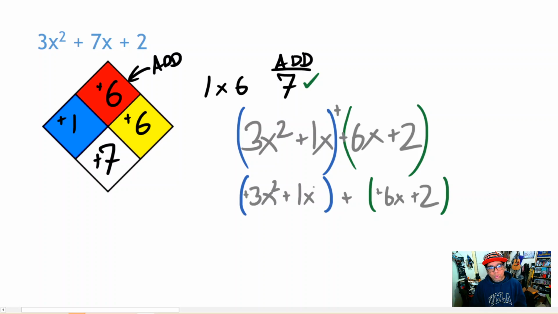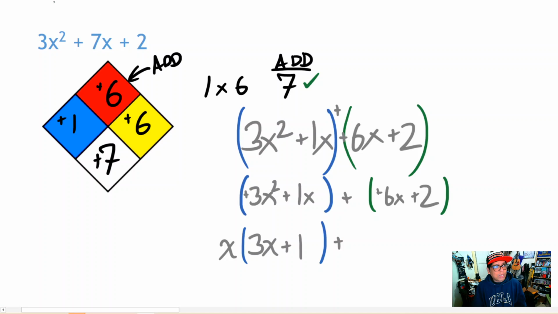Now in the blue factoring group, it looks like both of these have an x. So I'm going to put an x on the outside of a blue parenthesis. But with 3 and 1, there is no number that goes into both 3 and 1. So I'm just going to leave those numbers alone, 3 and a 1. Now the other parts that come with it is this has to be an x, because when I distribute, I have to get a 3x squared, and this has to be a positive 1. So that takes care of the blue factoring group.